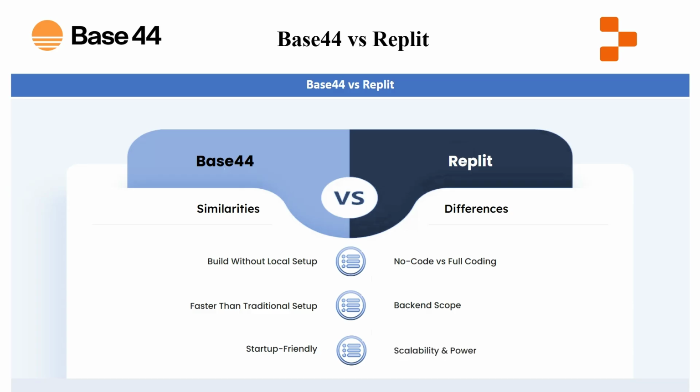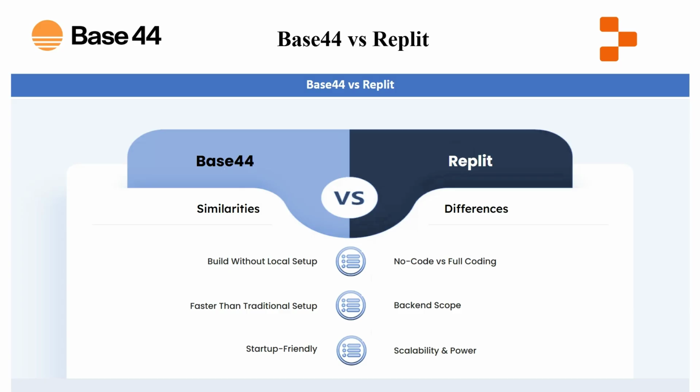And lastly, we have scalability and power. Replit allows deeper technical customization because you're working directly with code. Base44 limits complexity in exchange for simplicity. If you're building complex technical systems, Replit is stronger. And if you're building structured apps quickly without engineering overhead, Base44 is more efficient.